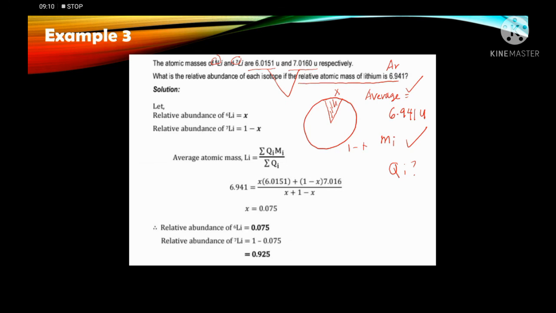Okay, you can also use as percentage. Relative abundant lithium 6 is X. Lithium 7, 100 minus X is also accepted. Okay, so by using the average atomic mass formula, we just put all the value inside it and get the X value. Okay, so when you get the X value, you can get the abundant for each one of these isotope. Alright, boleh. Okay, when you come across, if they ask you to calculate the abundant for different isotope, you need to make sure that you put unknown, which is X.